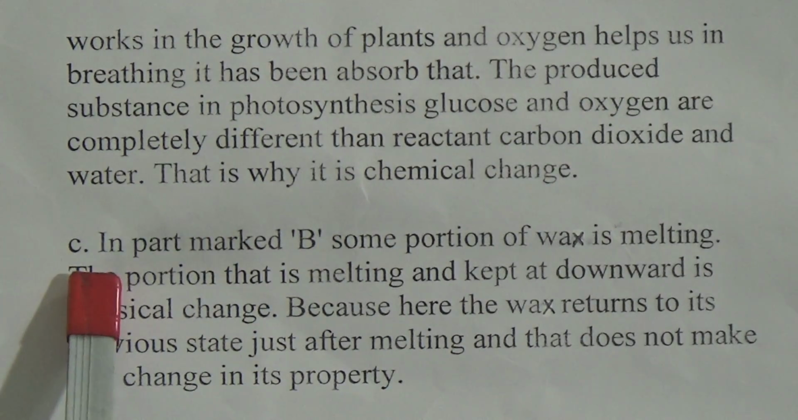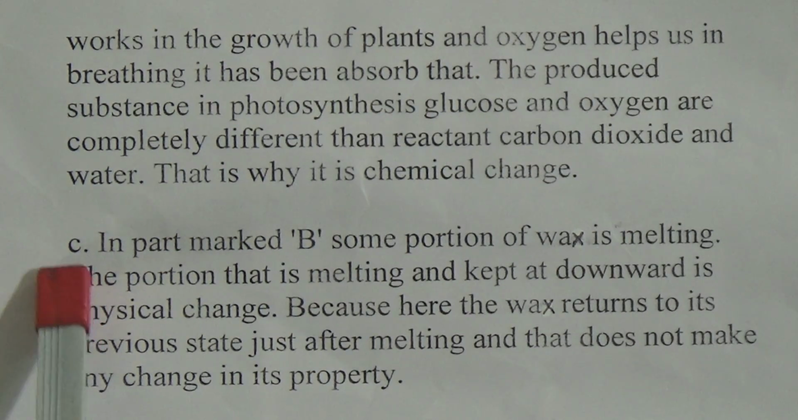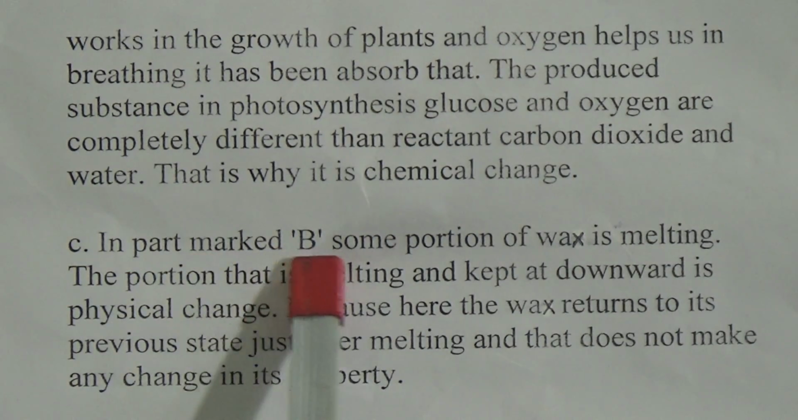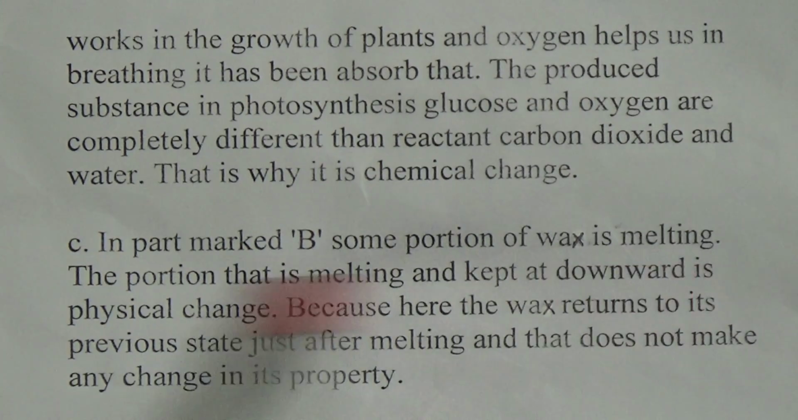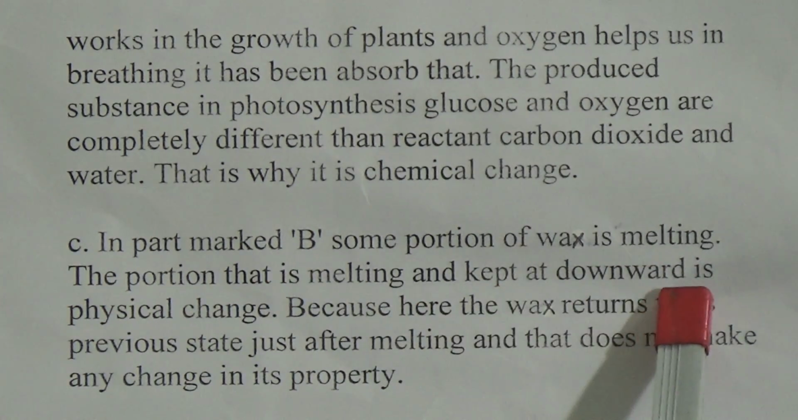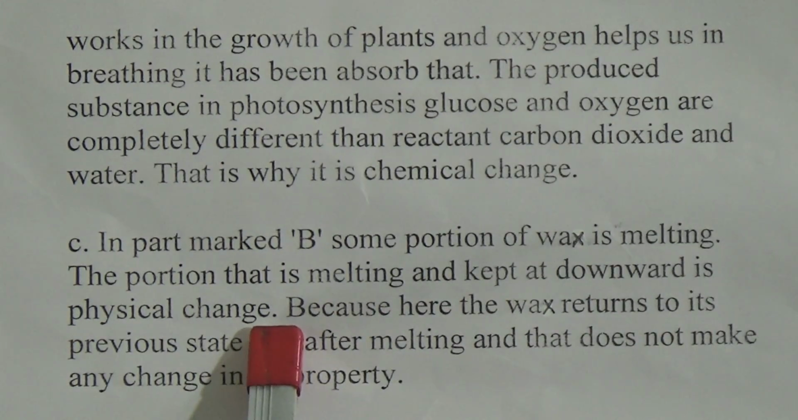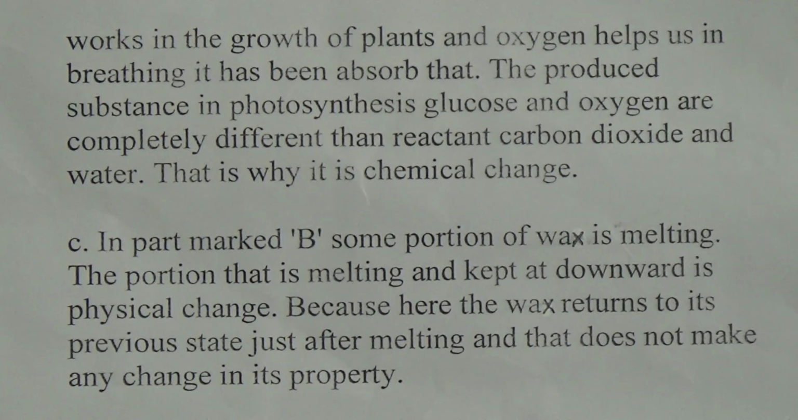Now the C number answer. The C number question was, explain the change of part mark B. The answer is, in part mark B some portion of wax is melting. The portion that is melting and kept downward is a physical change, because here the wax returns to its previous state just after melting and that does not make any change in its property.